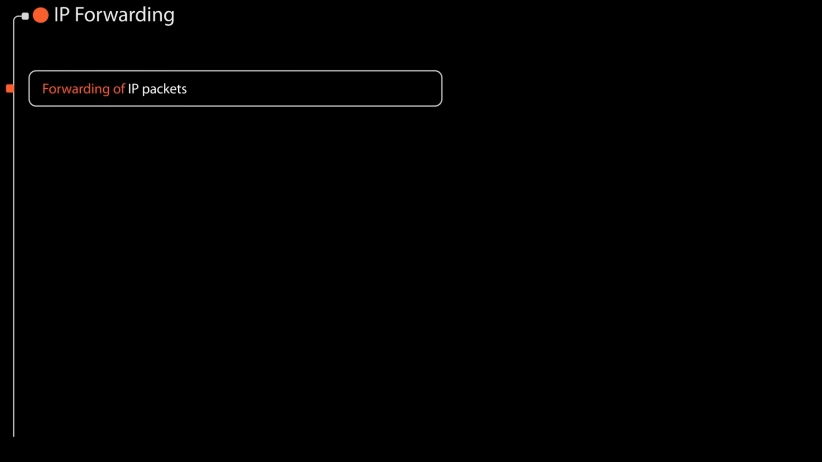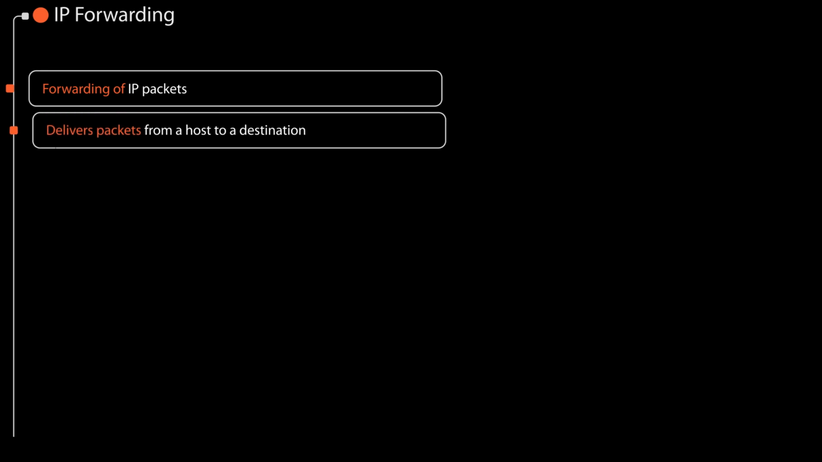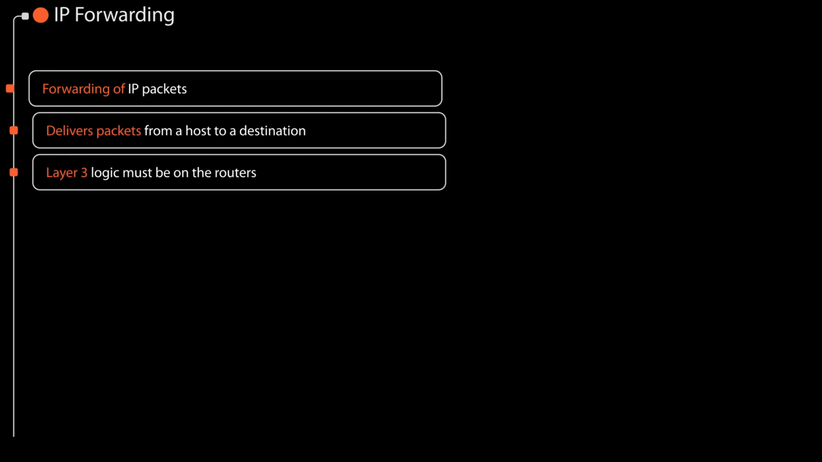So we have IP routing, which is the forwarding of IP packets that delivers packets across a TCP/IP network from a device that initially builds the IP packet to the device that is meant to receive the packet. In other words, IP routing delivers packets from a sending host to a destination host. For this to work, we need a couple of things.